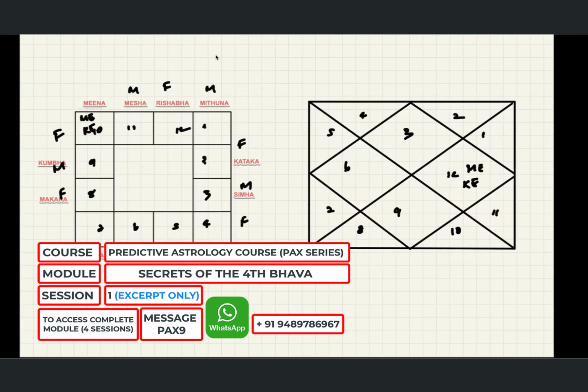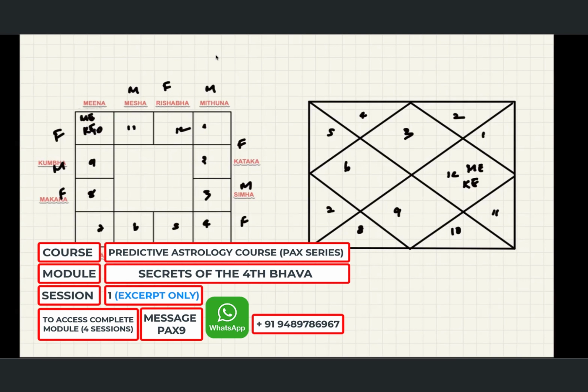Write down the next point. What we are doing now is, we have discussed the traits, the karakatwas, and the description of the fourth bhava. Now we need to get into the upadhi one by one. And by the way, this is a part of the higher sessions. So in the first session itself, I give you a taste of what you're going to have as far as the higher session is concerned.